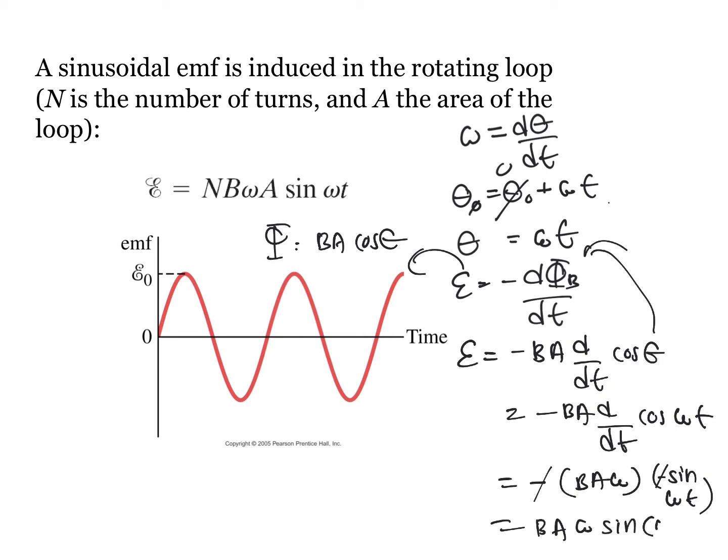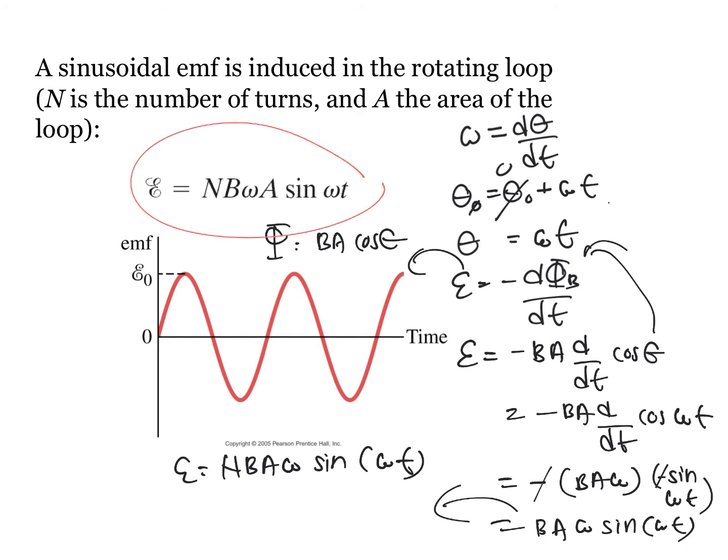negative sine omega t. So the negatives cancel out, and you get BA omega, angular frequency, sine omega t. Because the armature contains a lot of loops, that's the reason why we need to change our formula. EMF equals number of loops N times BA omega sine omega t. And this is the formula. That's how you get the formula.